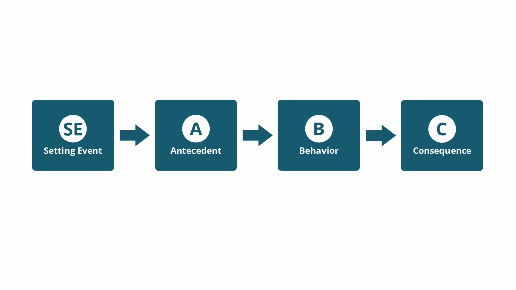Let's review what we've learned in this section. The ABCs of behavior stand for antecedent, behavior, and consequence. We can use this model of learning to analyze a behavior across multiple occurrences and develop a hypothesis of why it occurs.